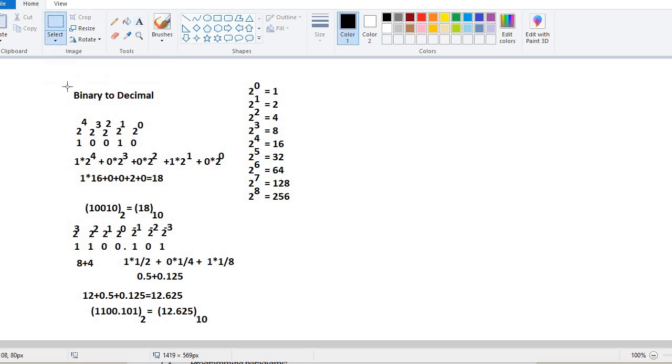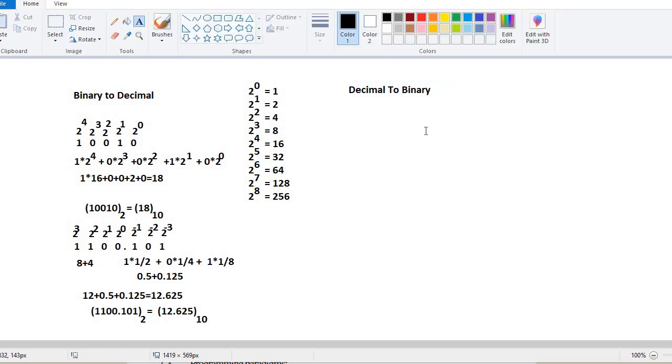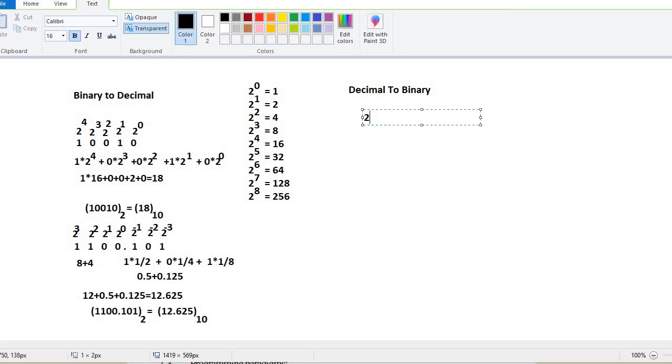Now let us try to understand how to convert a decimal number into a binary number. Okay, let me do it here only. Now we will convert decimal to binary. So to convert a decimal number into a binary number, what I have to do? Suppose I take a number, say 28. Okay. So 28. This is a decimal number. I have to convert it into a binary number.